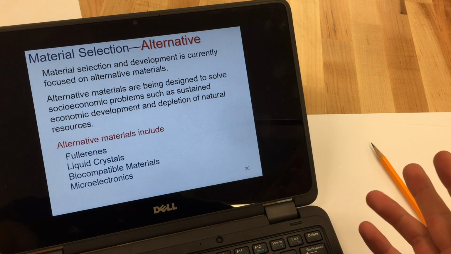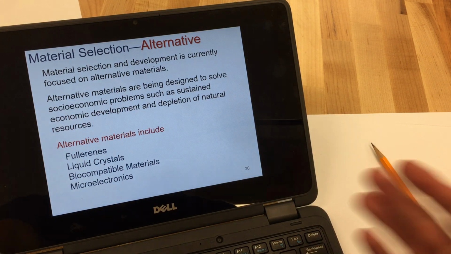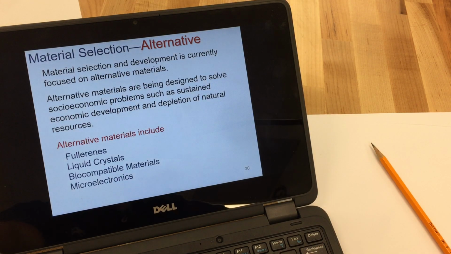Alternative material selections. Alternative materials are being developed to solve socioeconomic problems. So what other materials are out there that aren't typically available or typically thought of would fall into that category?